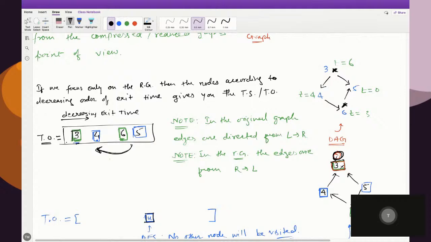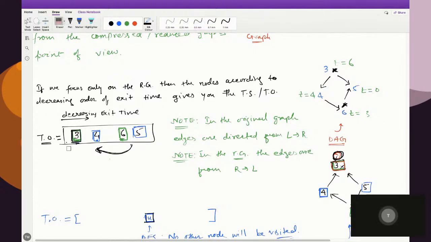If I do a DFS from node number 3, then it is guaranteed that no new node will be visited, because for any new node to be visited, there has to be an edge, and the edge is always from right to left, and this is the first guy here. So there is no edge from here to here. How will a new node be visited? No new node can be visited. Nothing will be visited. That's why.